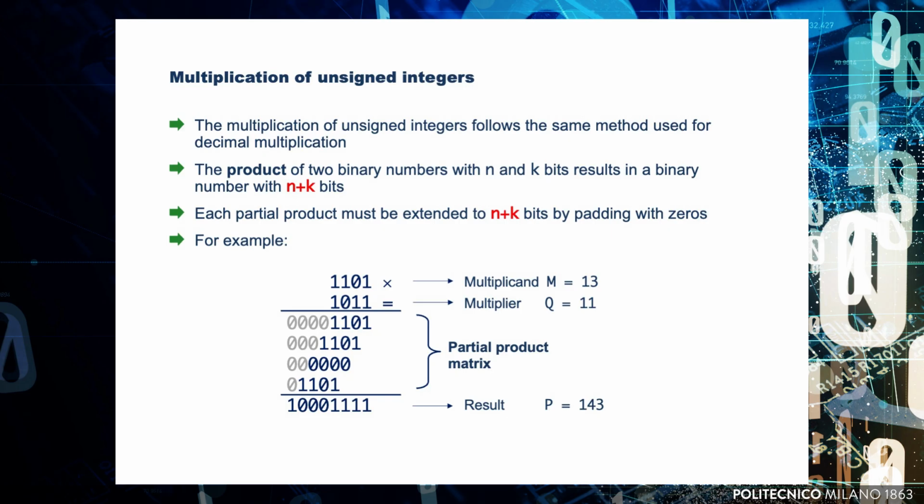Below we see the example of the multiplication between the unsigned binary numbers 1101, that is 13, and 1011, that is 11. The matrix of partial products is constructed by placing the multiplicand appropriately shifted on the first, second, and fourth row, while the third row is 0. The column-wise summation of the partial product matrix produces a result equal to 10001111, that is 143. As expected, the solution is represented on 4 plus 4 bits, hence 8 bits.